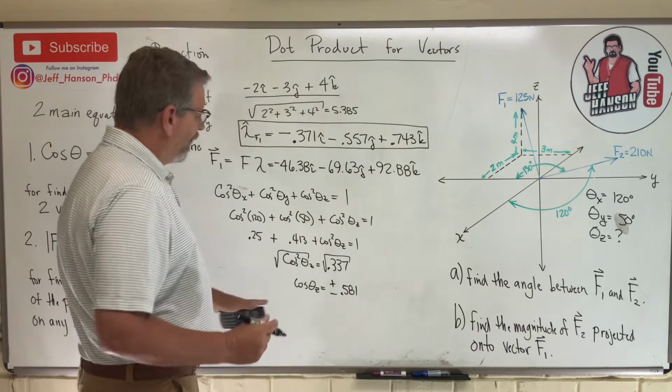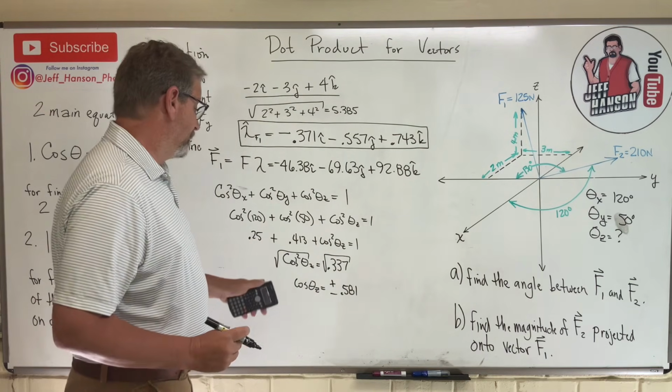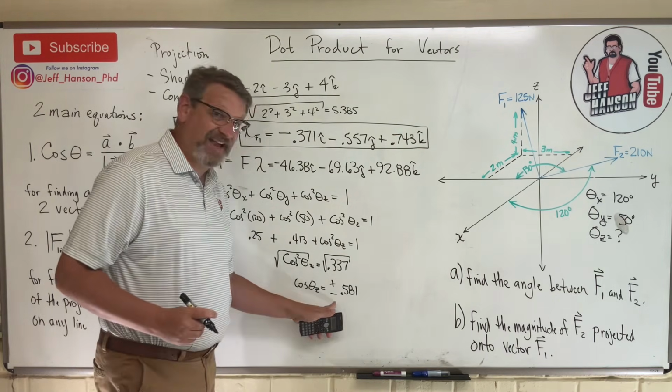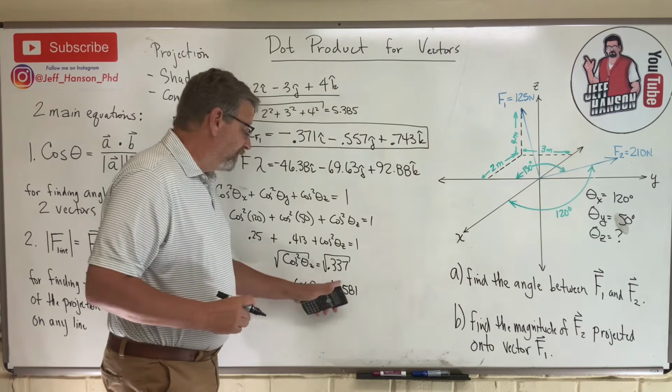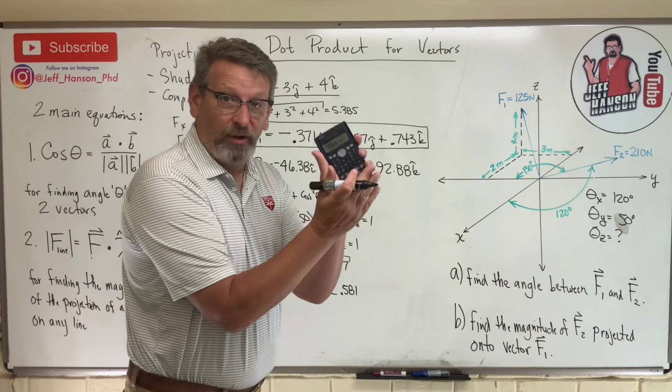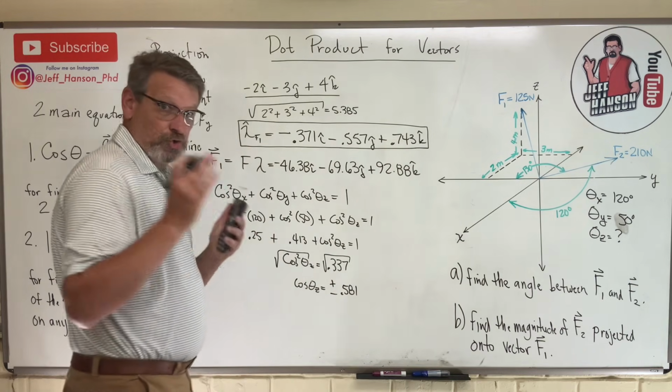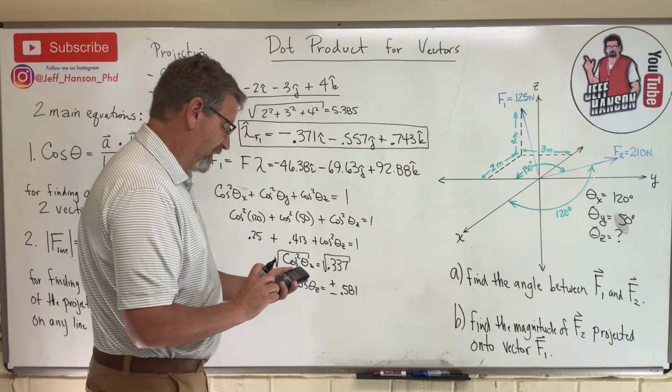Okay? Why do I have to have the plus minus? Because if I take the inverse cosine of a negative number, I get an angle bigger than 90. If I take the inverse cosine of a positive number, I get an angle smaller than 90, okay? And then I've got to choose which one is the correct one. So let's see what we get here.